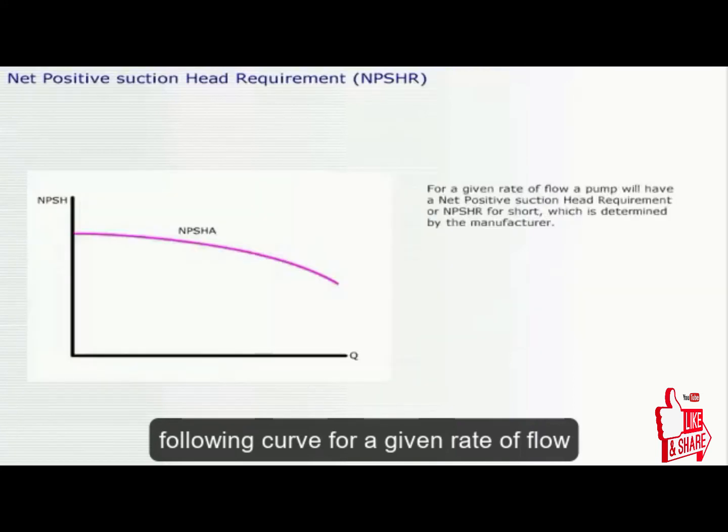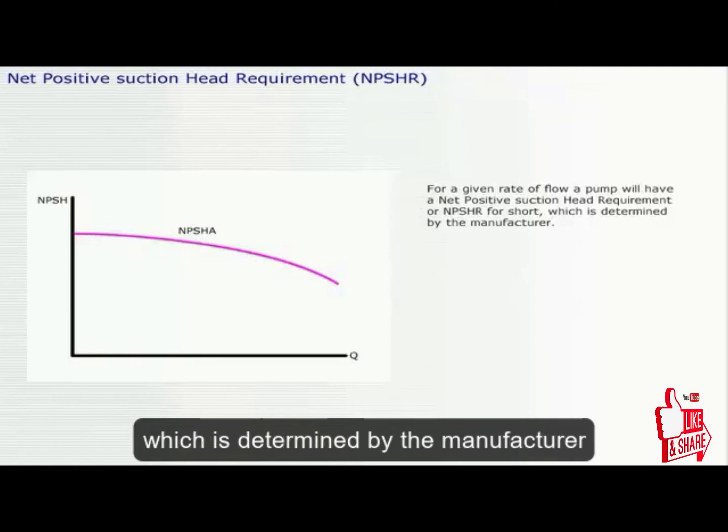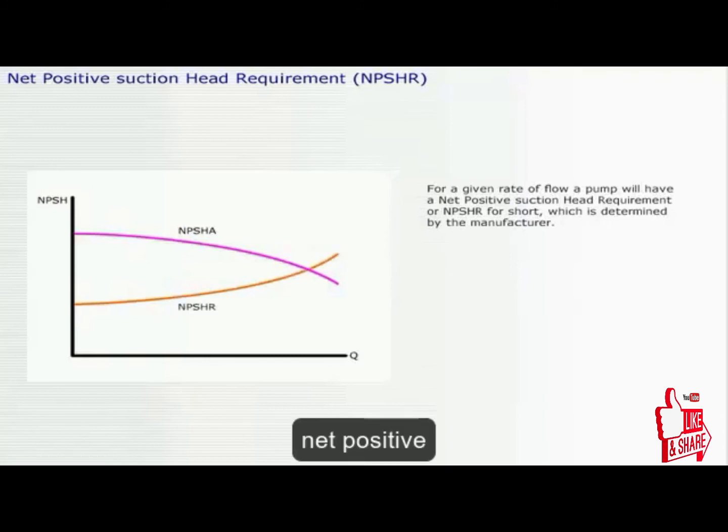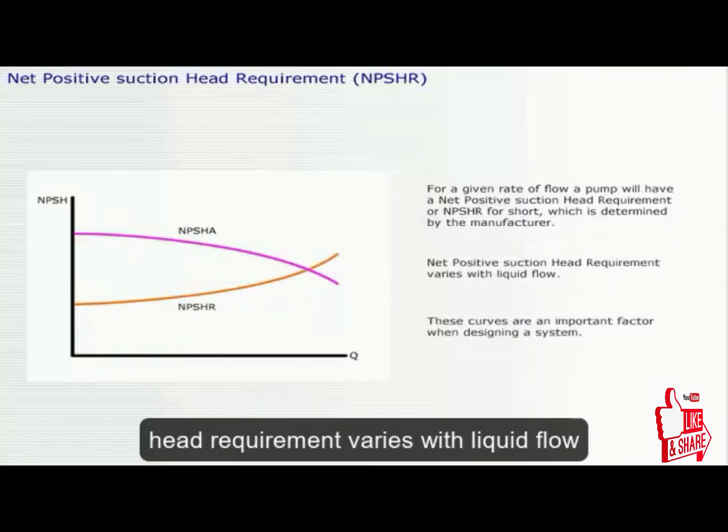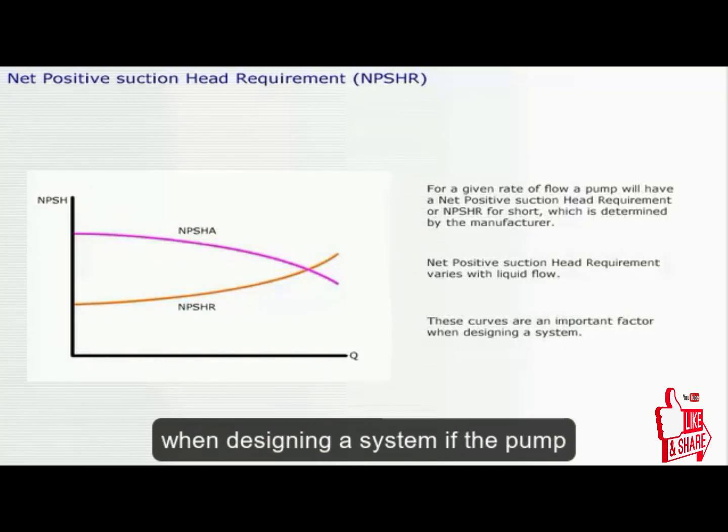For a given rate of flow, a pump will have a net positive suction head requirement, or NPSHR for short, which is determined by the manufacturer. Net positive suction head requirement varies with liquid flow. These curves are an important factor when designing a system.